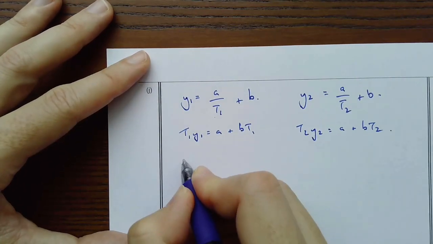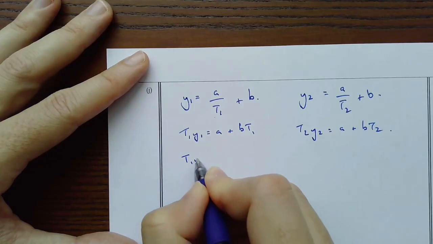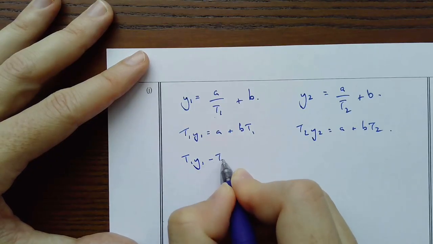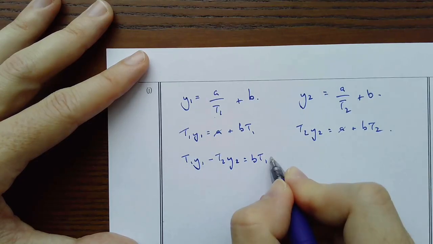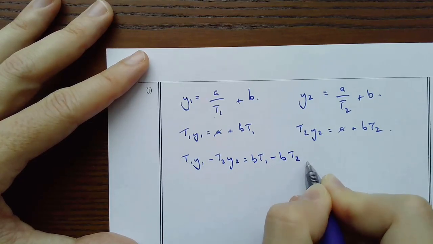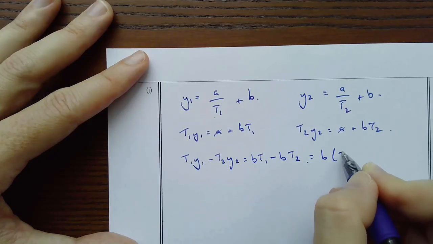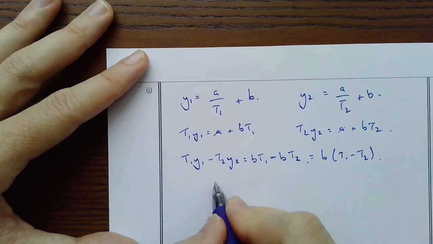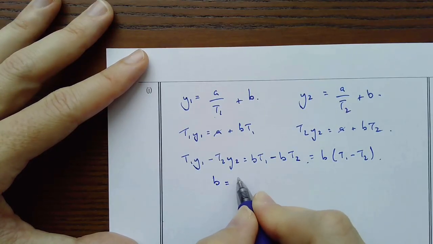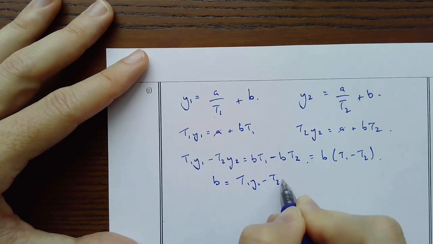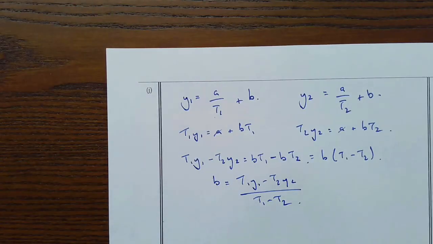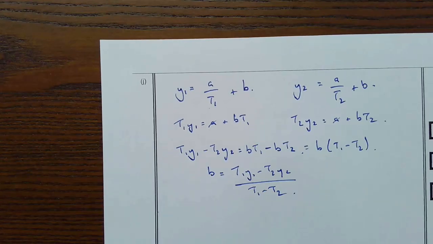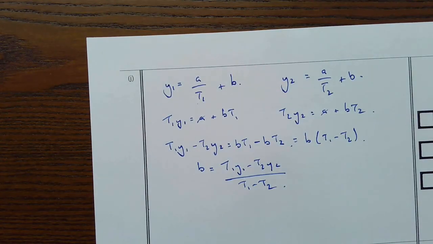So let's do a similar thing to what we did earlier in the question. T1 Y1 minus T2 Y2 equals, my a's cancel, and I get b T1 minus b T2. Factorize this to give me b times (T1 minus T2), then I write out b equals (T1 Y1 minus T2 Y2) all divided by (T1 minus T2). Okay, so that is an equation for b, and then I just put the numbers in.